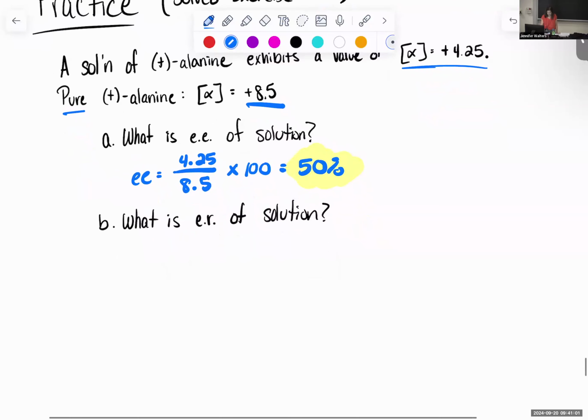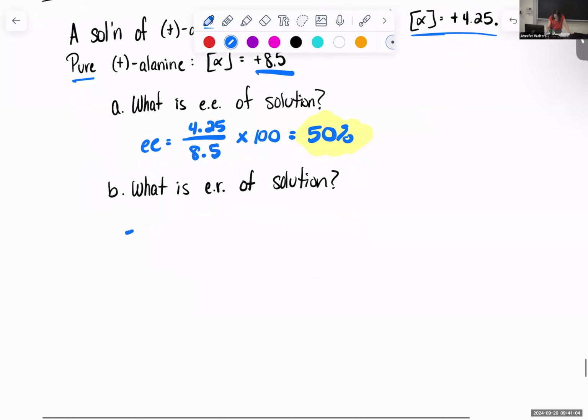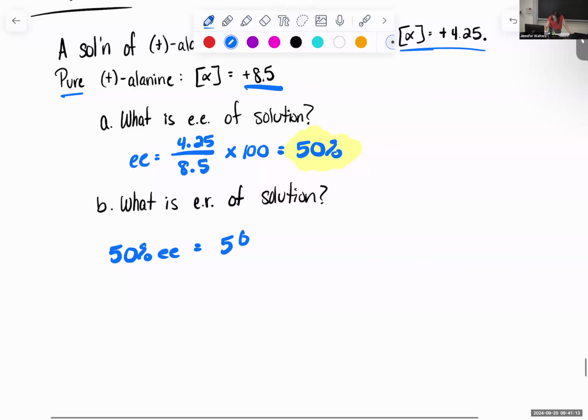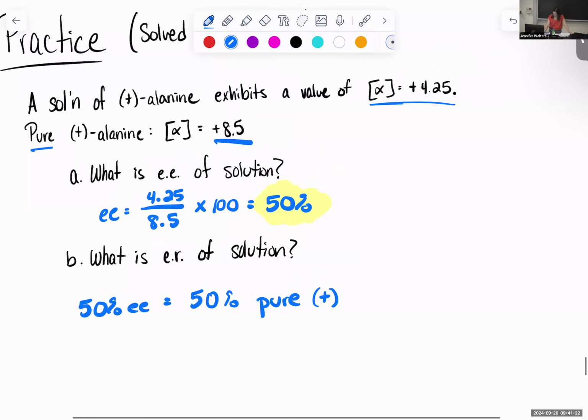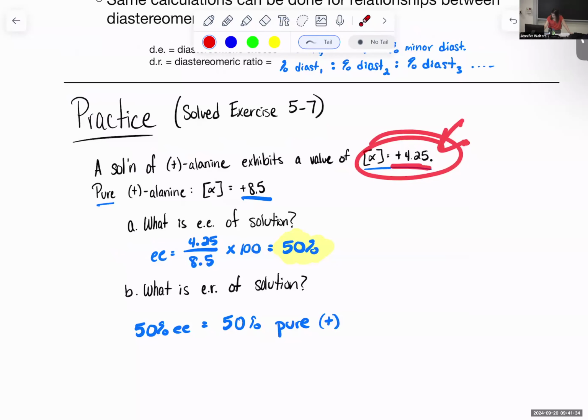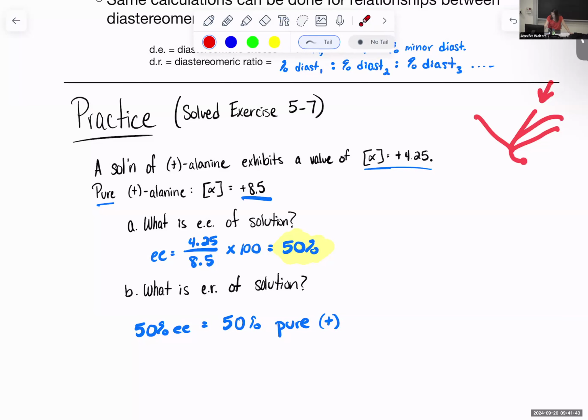All right, then to calculate the ER, your 50% EE is that excess. What that means is that you have 50% of my pure positive. How do I know it's the pure positive? Because that's the direction that the majority of it was in. If it was negative, then it'd be 50% pure negative, right? Because this direction is where I get most of it going. If it's pure that, and my observed is somewhere here, then I'm going to see a positive number because I have more of the positive one.